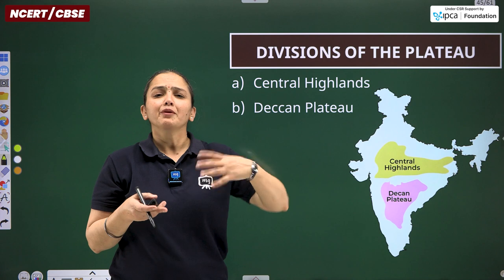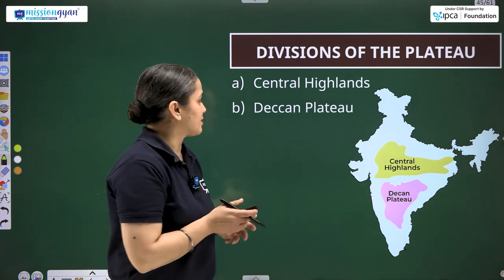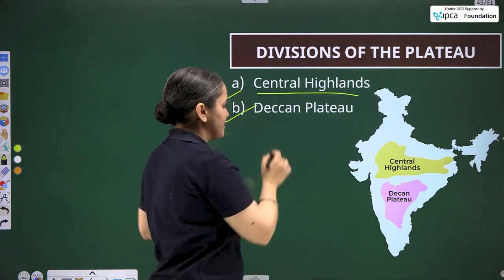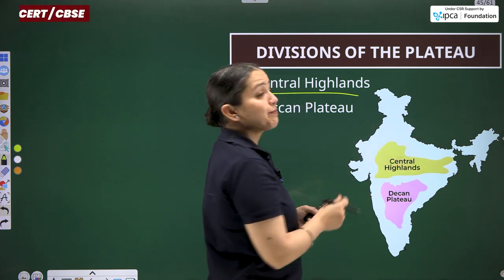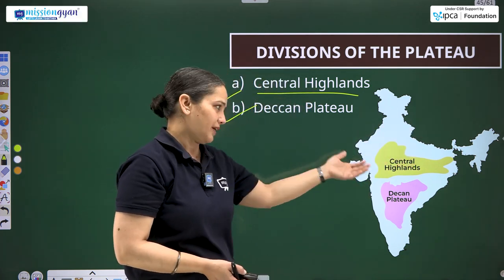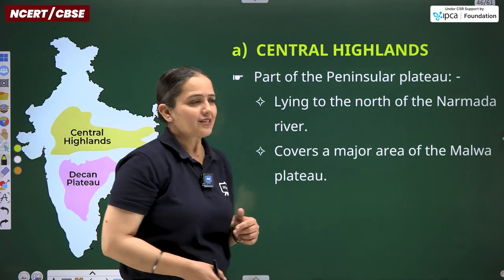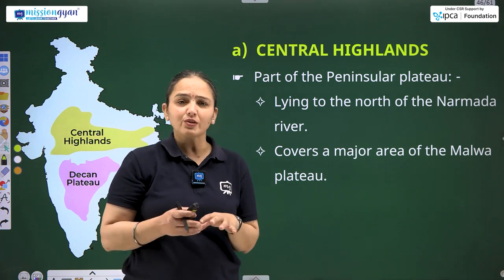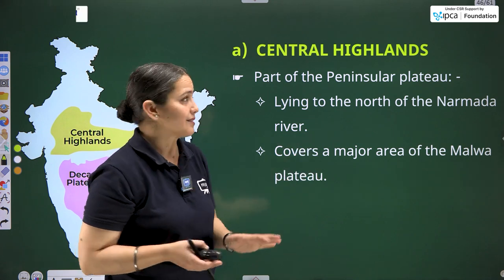But the Malwa most of the time is considered part of the Central Highland itself. So let's discuss that. Again, I was talking about Central Highlands and Deccan Plateau. This is the Deccan Plateau region, and these are the Central Highlands, also known as Malwa Plateau. The prior division was this. Now it is being named Central Highland for a few decades. In our time it was considered Malwa Plateau, and right now also it is, but in geographical terms we are taking it as Central Highlands itself.